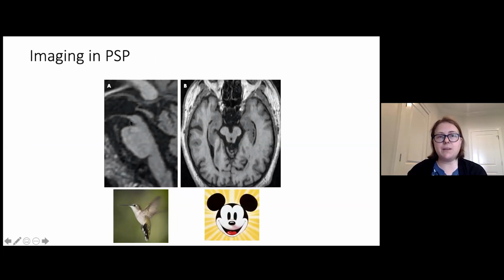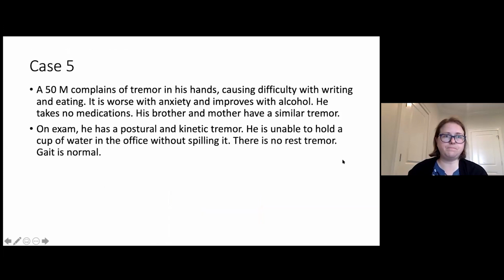There is the hummingbird sign and the Mickey Mouse sign. This is because PSP causes atrophy of the midbrain and the brainstem. And so you see a very full pons here in the middle of the brainstem with a very small midbrain, so it looks like a hummingbird. And then shown in axial sections, likewise, the midbrain atrophy. Instead of a nice plump midbrain here, due to all the atrophy here, it looks like Mickey Mouse ears.